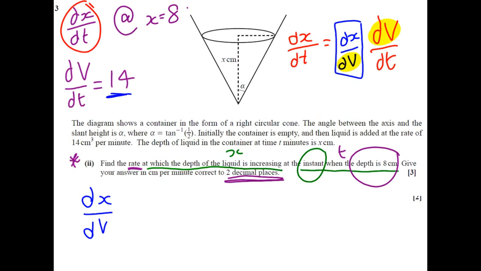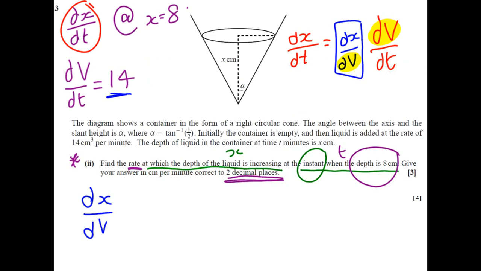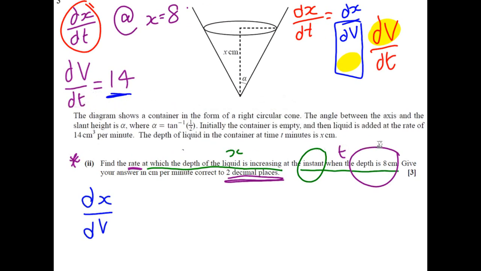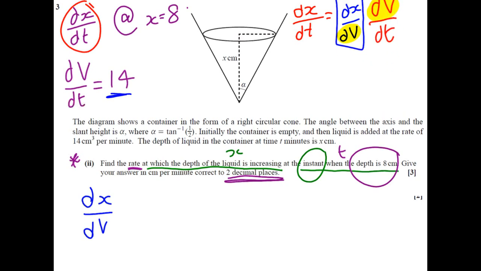So we need a relationship that combines dx and dv. Sorry about that, completely messed things up there. I was trying to move this writing just out of the way. As I said, I've not got a lot of space, to be honest. So let's try and think about an expression for x in terms of v.